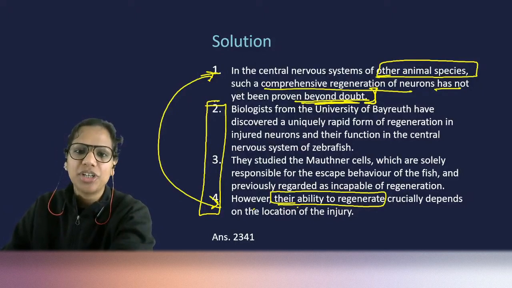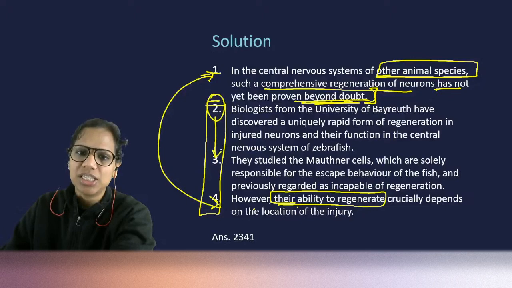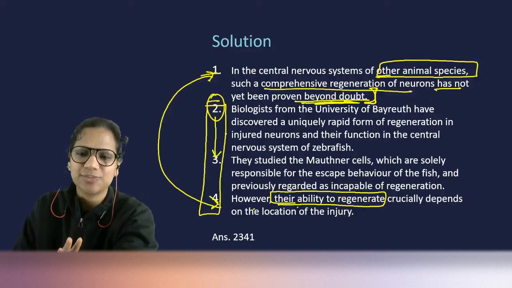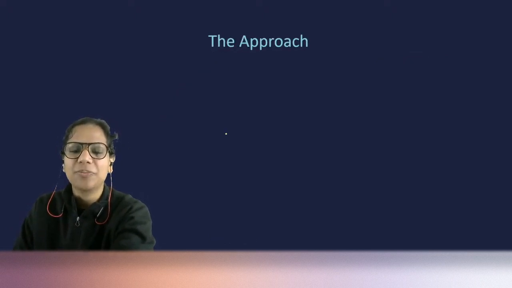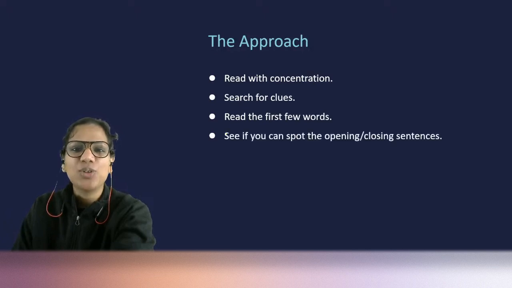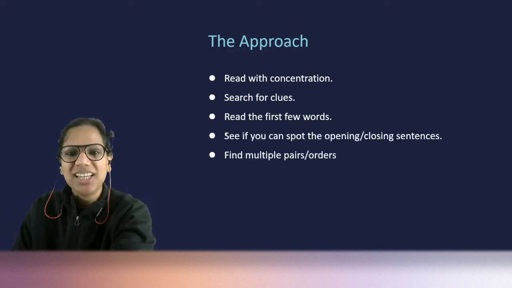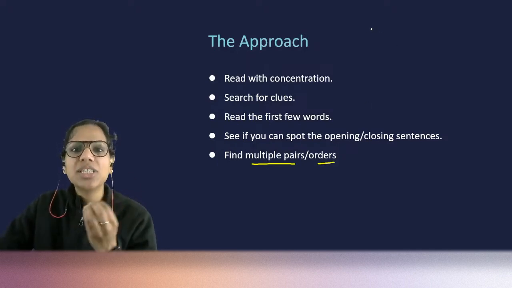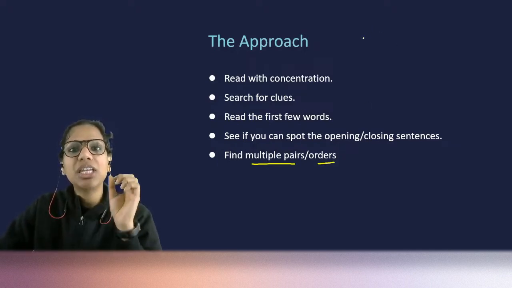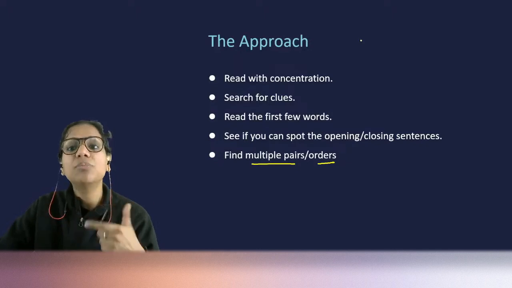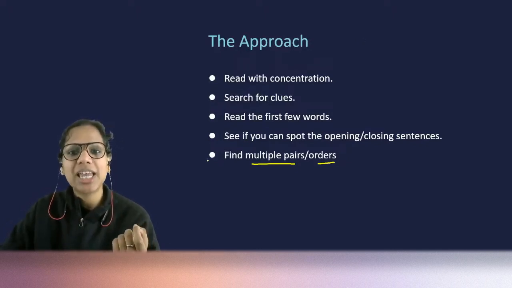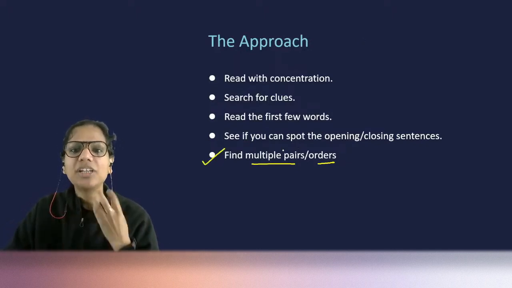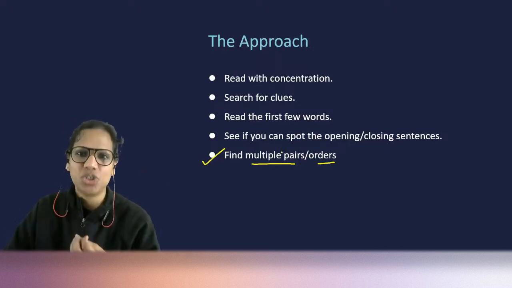Good that you spotted that 2 is the opening sentence and 2, 3 is a pair. Many of you did that. Okay, so things that we have learned so far, these 4. Now, find multiple pairs or orders. Something that I told you is that in a 4-sentence para jumble, we have 3 mandatory pairs. So find multiple pairs. This helps even when you're given options. If you find multiple pairs, elimination becomes much easier.